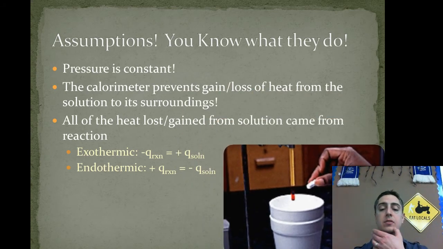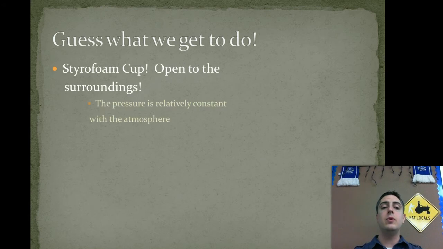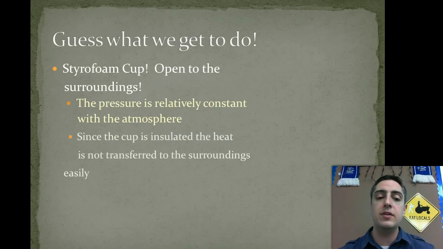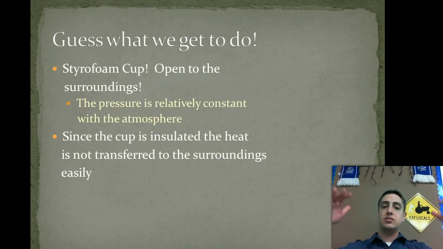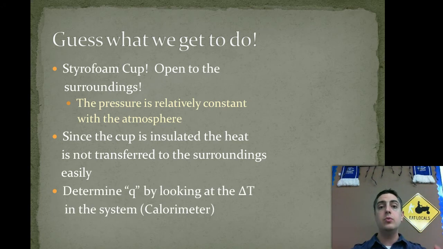This is an example of a calorimeter here. We'll talk a lot more about this in class as we use them in a couple of actual lab experiments. So what do you get to do? Well, we're going to use styrofoam cups. They're open to the surroundings, which means the pressure is relatively constant because it's just atmospheric pressure. Since the cup is insulated, the heat is not transferred easily to the surroundings. And we're going to determine Q, which therefore equals our delta H, by looking at the change in temperature within the system, or the calorimeter. Now we're making a couple of assumptions here. We're assuming that some of the heat will get lost if you leave it sit there long enough. So if we take fast enough measurements, though, we can get a pretty good gauge of what our delta H is going to be.